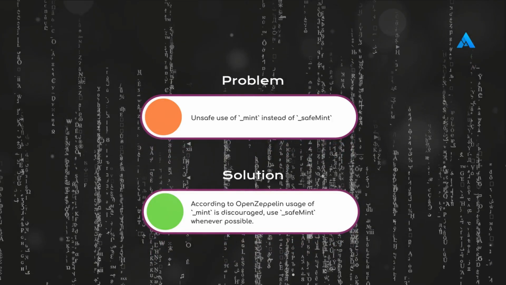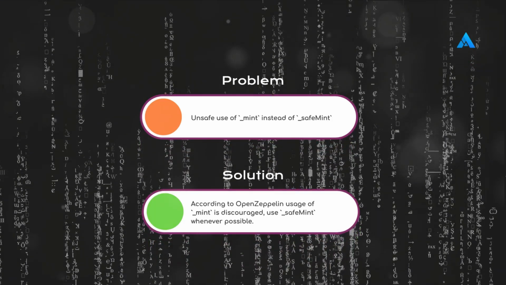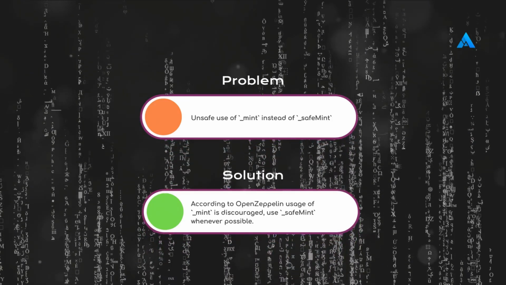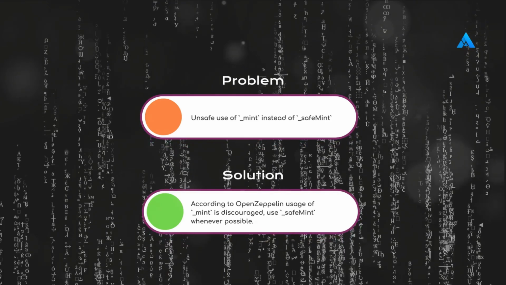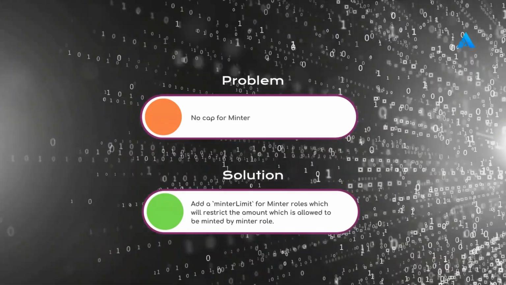No high-severity issues were found. Medium-severity issues. Unsafe use of mint instead of safe mint. The usage of safe mint guarantees that the receiver address is either a smart contract that implements the IERC721 receiver, ERC721 received, or an EOA.